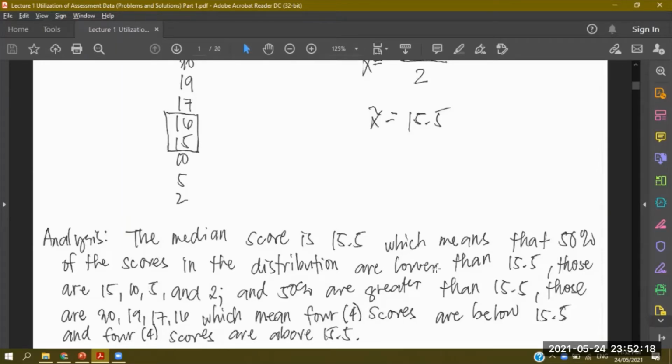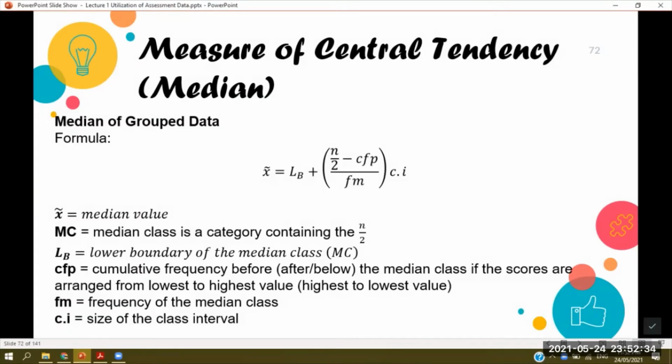I hope that is clear, because right after this I will be uploading our activity sheet. Right after the median for ungrouped data, we will proceed to the median of grouped data. If you look at our representations for mean, median, and mode, you would notice that for grouped data, it really has a formula. It really uses a formula. Let's look at the formula of the median of grouped data.